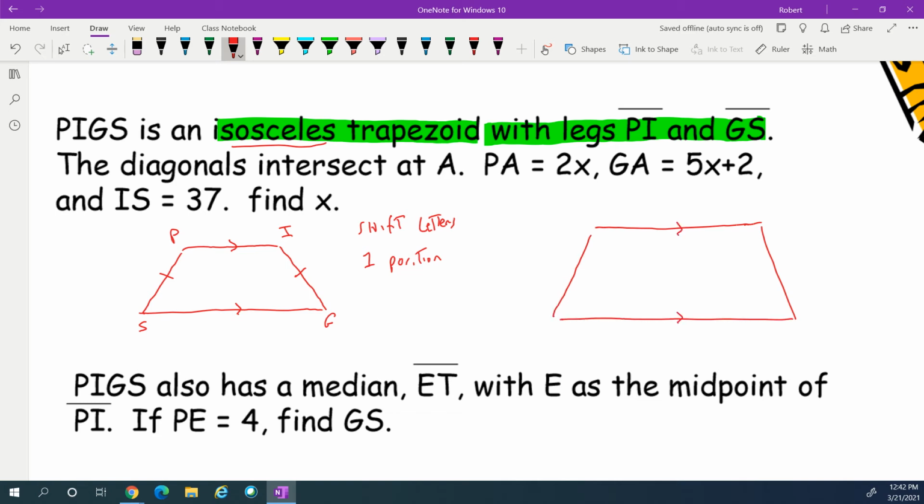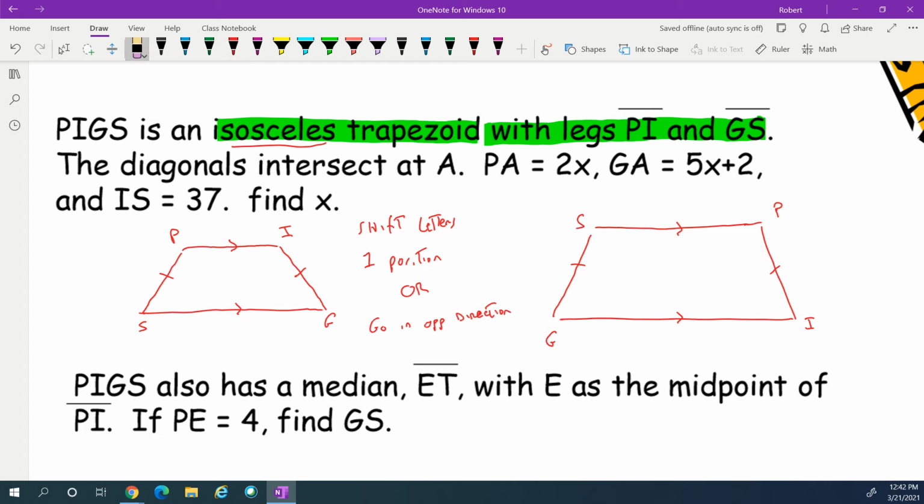So everything is going to start the same, but now I'm going to shift it one position. Or go in the opposite direction. That will work as well. So I can shift it, P, I, G, S. Now I do have the legs, P, I, and G, S.